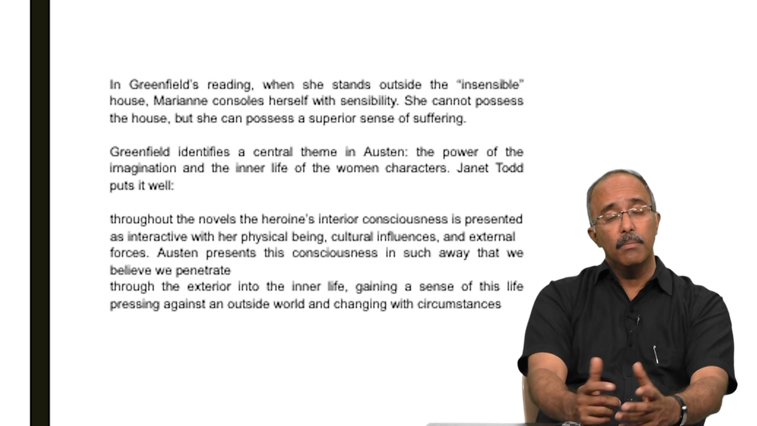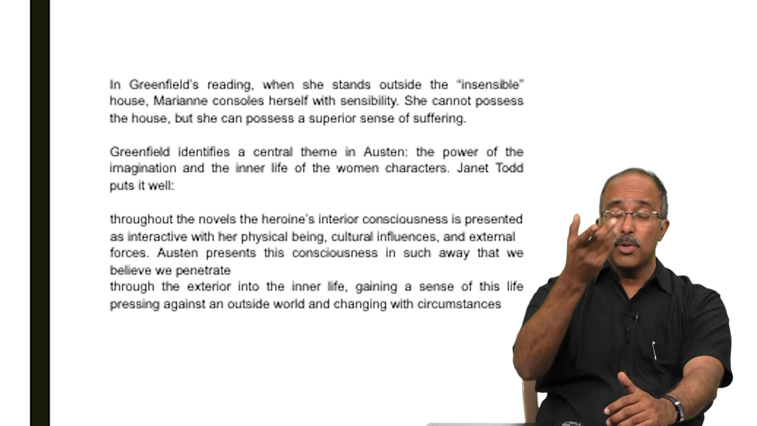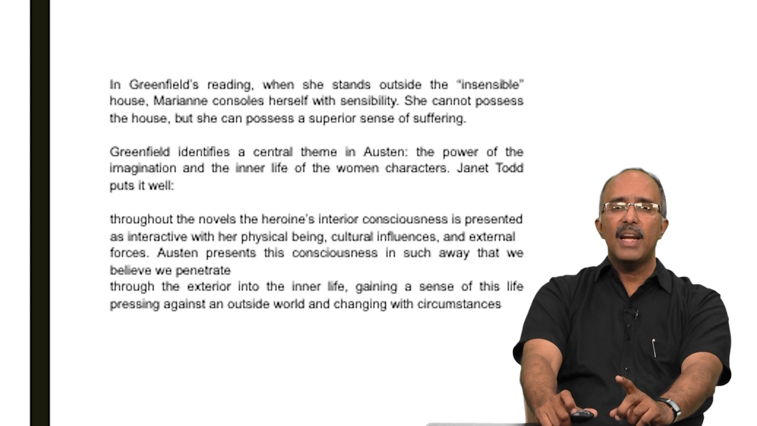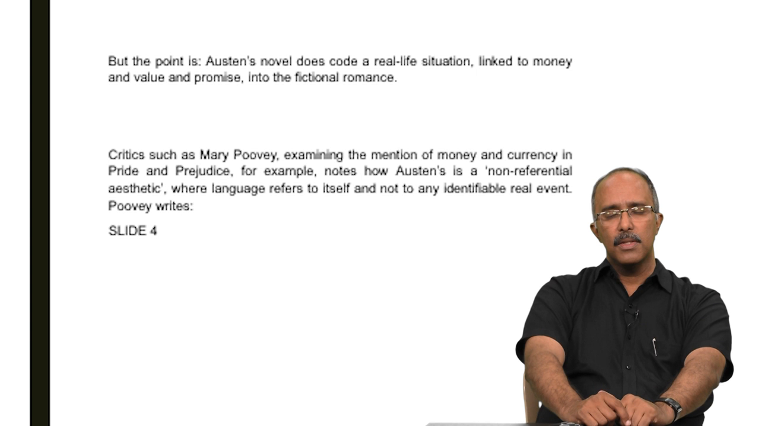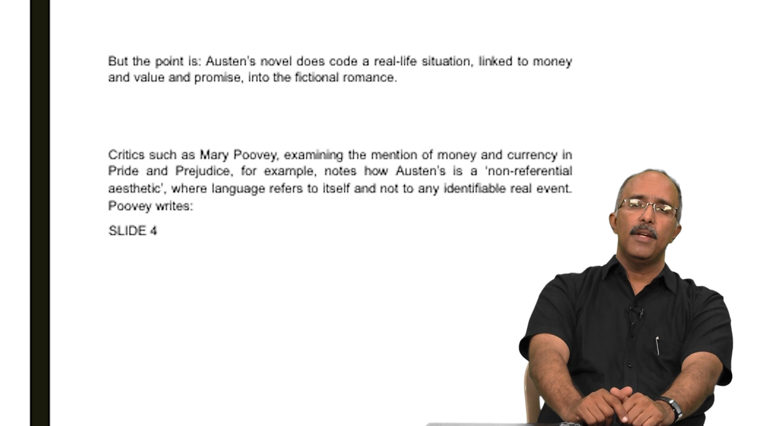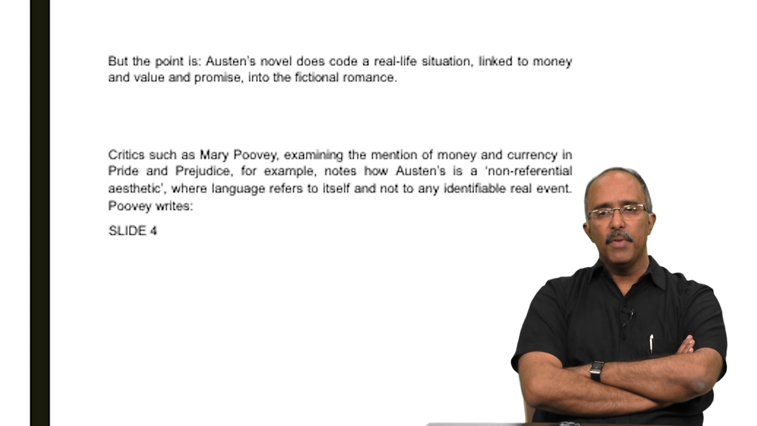Janet Todd puts it well, and this is how Janet Todd defines it: throughout the novels, the heroine's interior consciousness is presented as interactive with her physical being, cultural influences, and external forces. The point is, Jane Austen's novel does encode real-life situations linked to money, value, and promise, and converts them into a fictional romance. Critics like Mary Poovey, who have examined the role of money and currency in Pride and Prejudice, note how Jane Austen's is a non-referential aesthetic. That's Mary Poovey's term, where the language refers to itself and not to any identifiable real event.